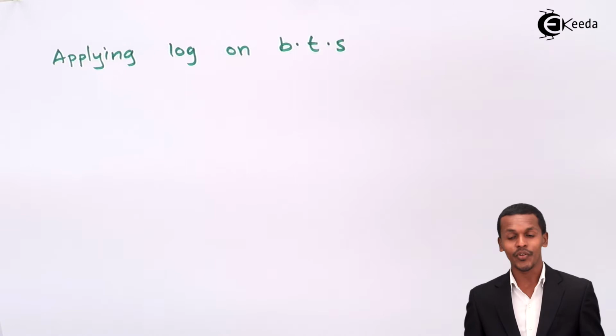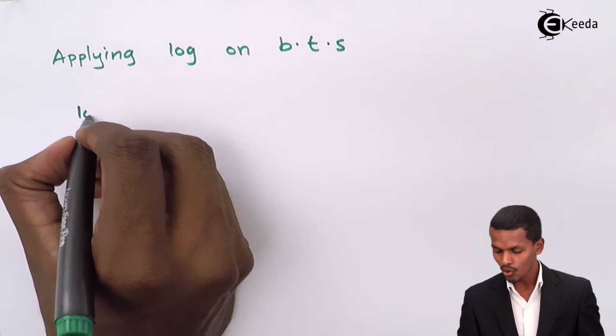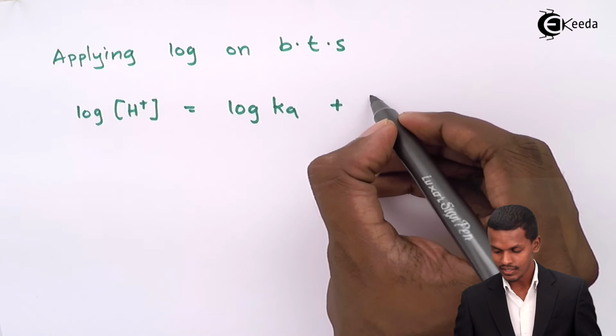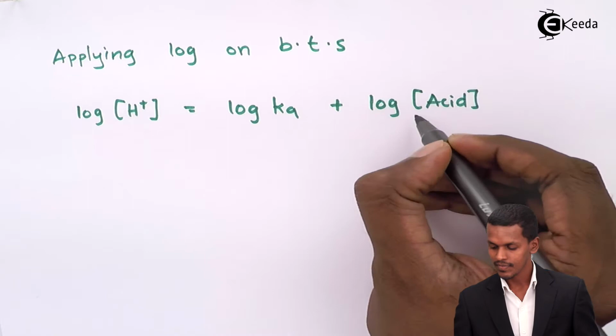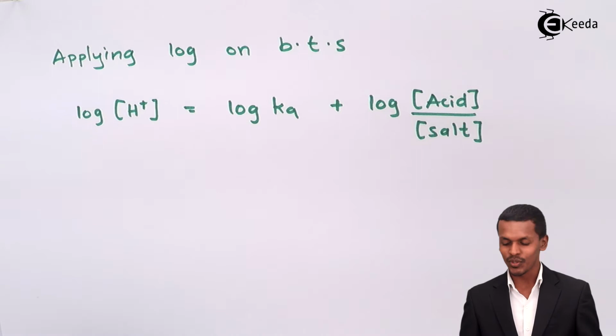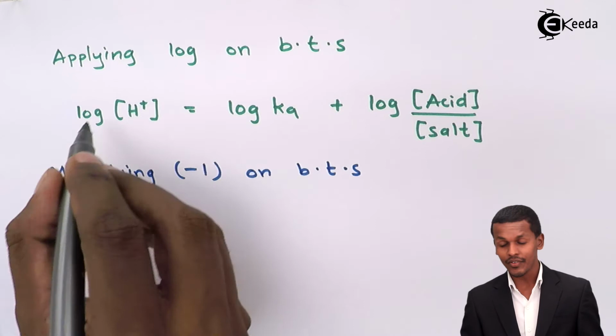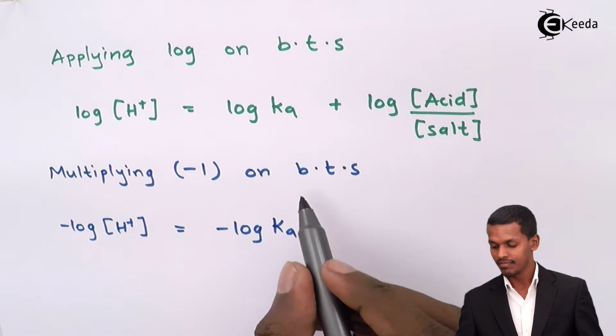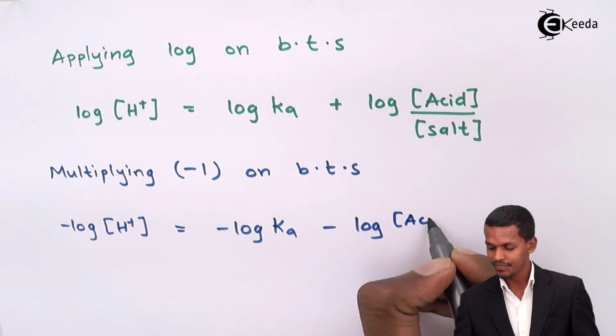So I could write the above equation in this format, that is log of H plus is equal to log of Ka plus log of acid to the concentration of salt. This is how we could write. The next thing we have to do is multiply minus 1 on both the sides. Then this will be converted into minus log of concentration of H plus ion, which is equal to minus log of Ka, and minus into plus is minus, so that will be log of acid divided by the concentration of salt.